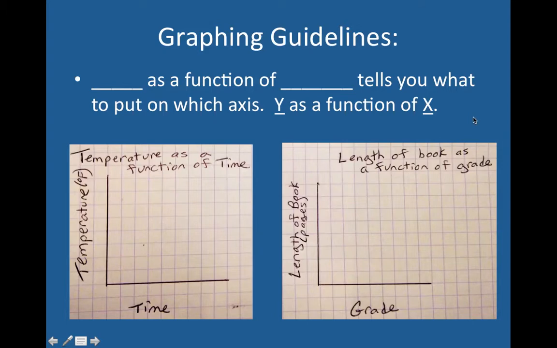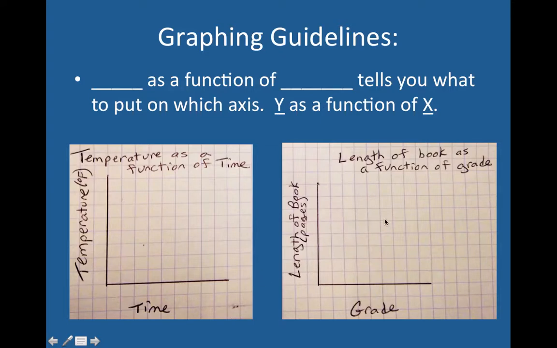Finally, when you're trying to figure out what goes on what axis, often the textbook is going to say graph this as a function of that. So blank as a function of blank. It tells you what to put on which axis. It's always y as a function of x. So whatever comes first goes on the y-axis. Whatever comes second goes on the x. So for instance, this graph here on the left, if I'm plotting temperature as a function of time, then temperature goes on my y-axis and time goes on my x-axis. This graph tells me how temperature changes when time changes.